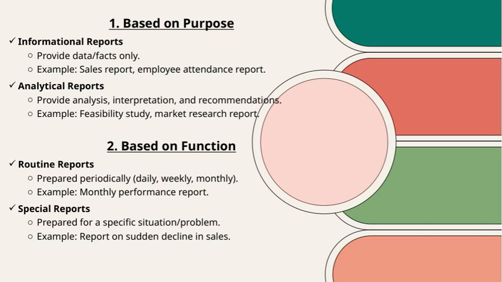Now, let's take a closer look at how reports can be classified based on their purpose. First, we have informational reports. These are straightforward. They simply present data or facts without much interpretation. For example, a sales report or an employee attendance report. These reports are useful for providing clear, objective information that helps in decision-making.